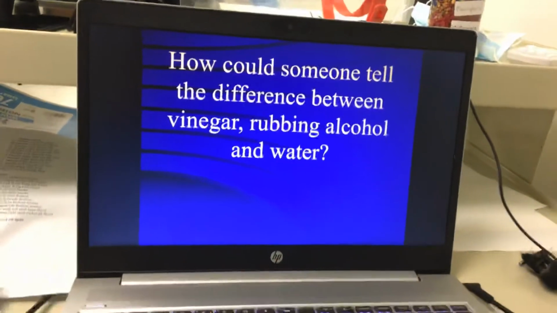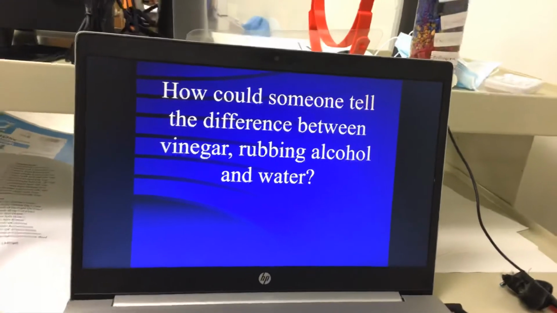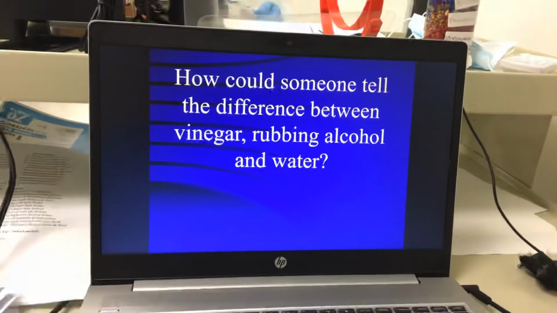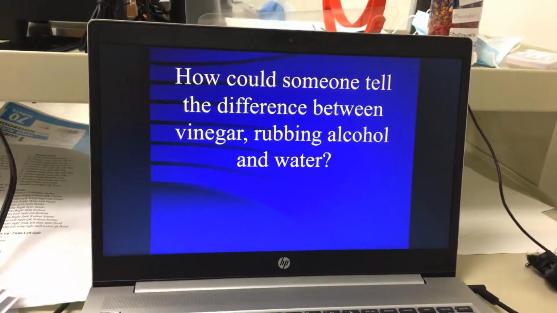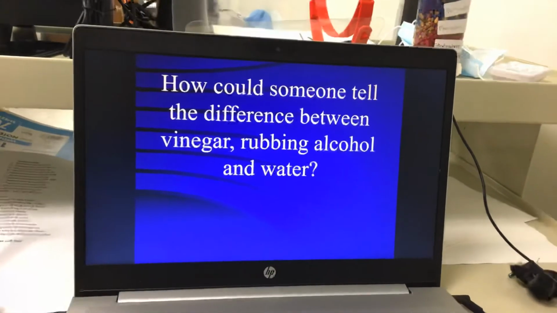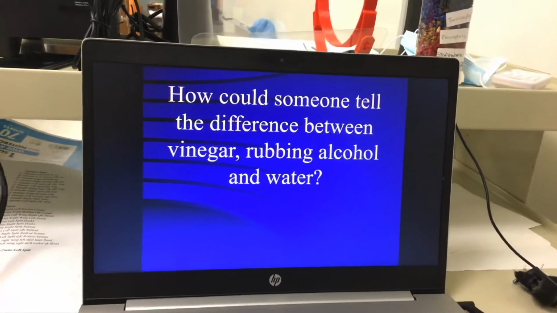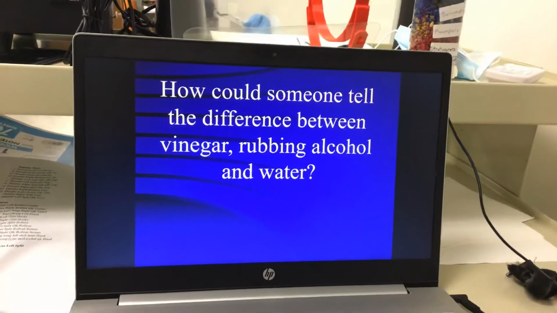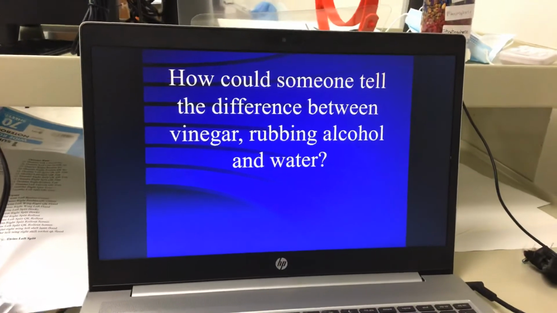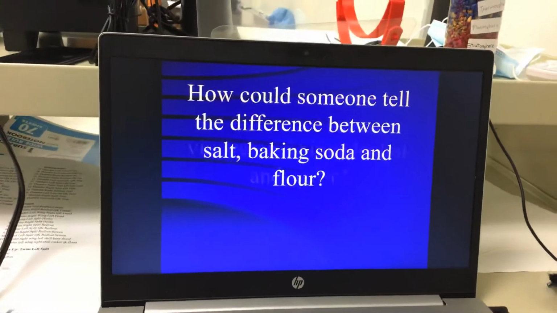Same thing with vinegar, rubbing alcohol and water. The first thing I would do is smell it, and you'd be able to tell the difference right away. Vinegar has a distinctive smell. Rubbing alcohol has a strong odor that kind of burns your nostrils. And then pure water should not have a smell at all. So smell it. You could taste it if you wanted to. The vinegar wouldn't taste great. The rubbing alcohol would taste terrible. It'd probably burn. But there are different ways to do those things.